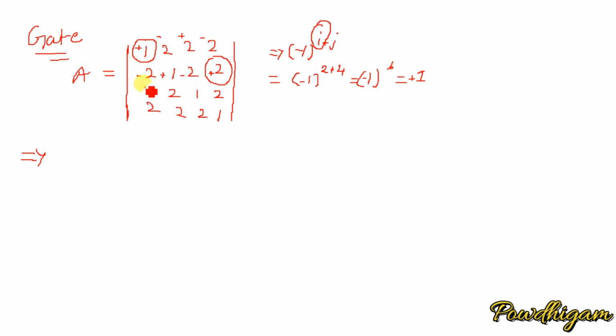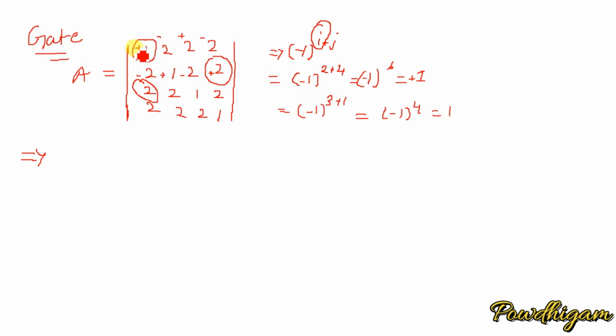Similarly, if you want to find the sign of this one, you just take it and apply the formula. This is third row and first column, so minus 1 power 3 plus 1, which is minus 1 power 4, that is plus 1. So similarly we can get the sign for each individual element. This is the format for getting the sign.